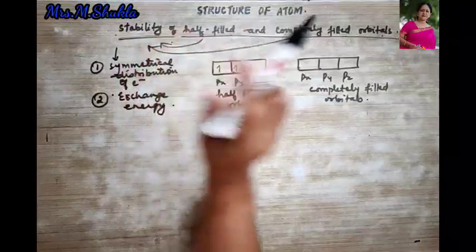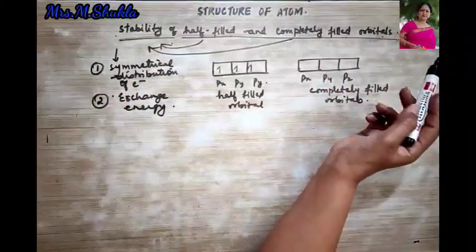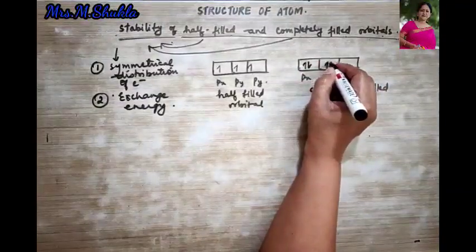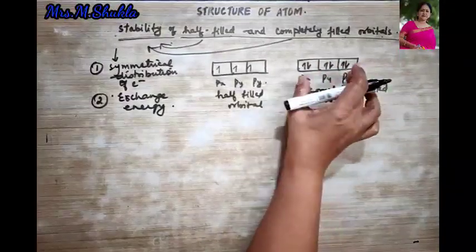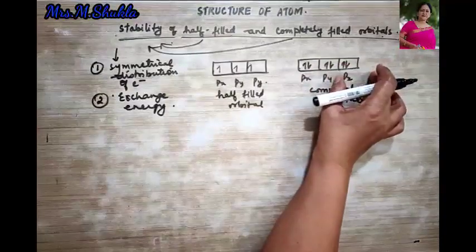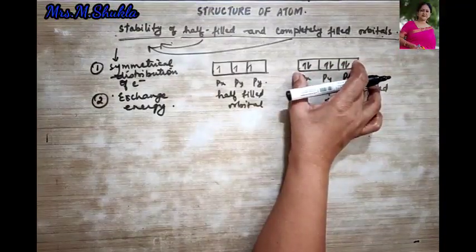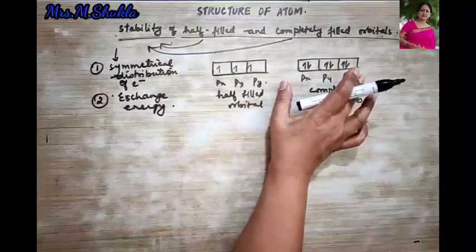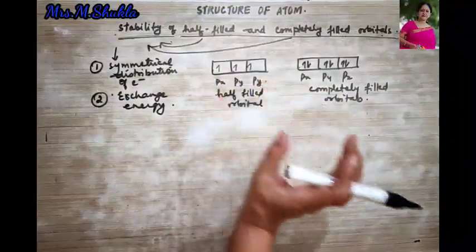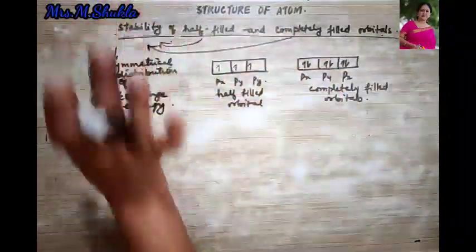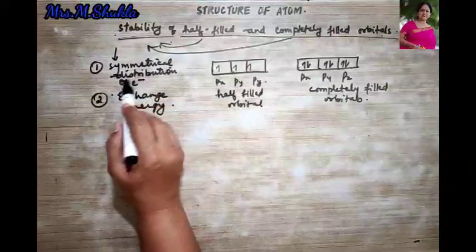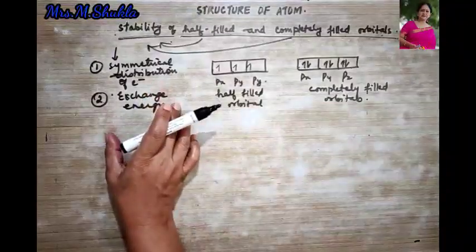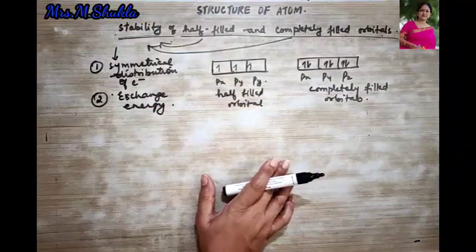Is this point clear? Now, let me make you understand what we mean by completely filled orbitals. Completely filled orbitals means orbitals in which two electrons are present. Then also they show symmetry of the electrons and hence are stable. Hence we say half filled or completely filled orbitals are stable due to their symmetrical distribution of electrons. I hope this is very clear. The exchange energy I will explain while giving you an example.